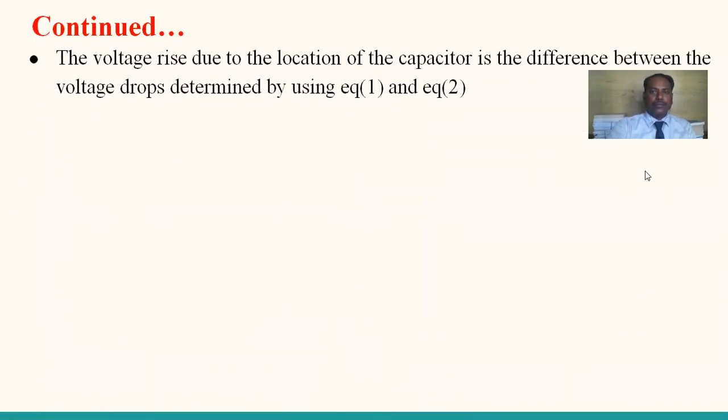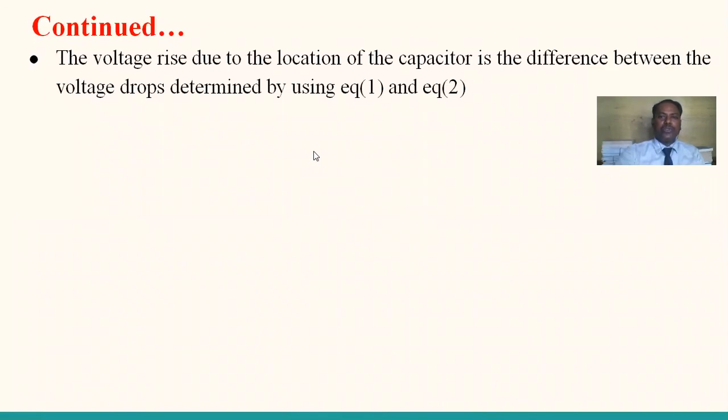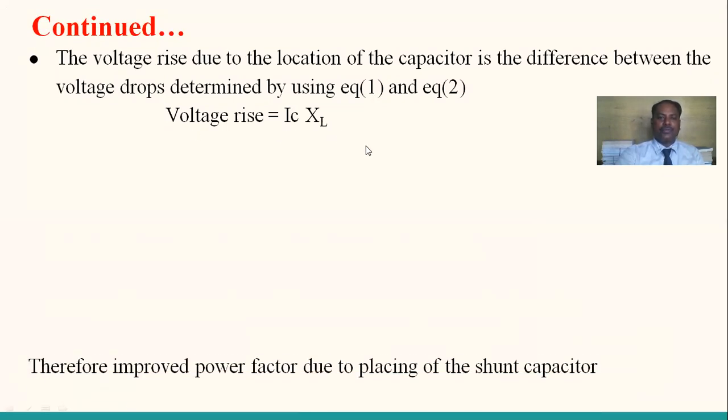Then the voltage rise due to the location of the capacitor is the difference between the voltage drops determined by using equation 1 and equation 2. You subtract equation 2 from equation 1. So voltage rise is equal to IC into XL.